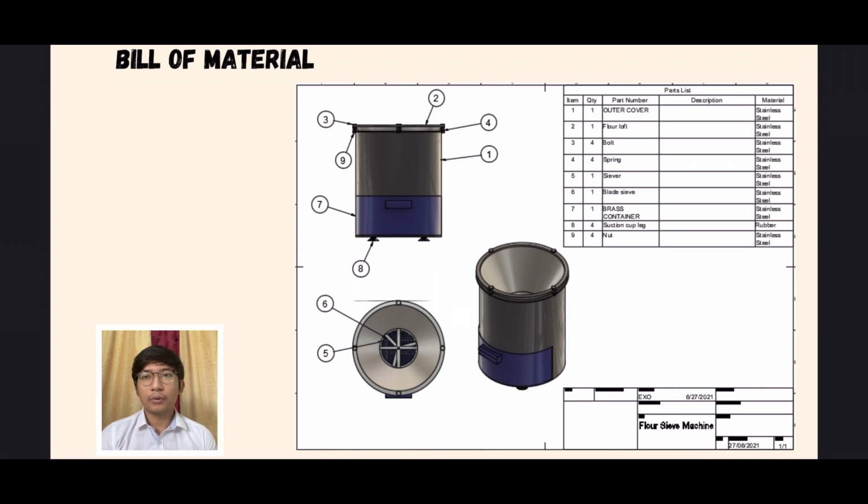Moreover, we also have the sieve, which is an important part of the product, and also the plate. After that, the flour will be transferred to the brass container. Lastly, we also have a suction cup leg, which helps to make sure our product is in a stationary state and absorbs the unwanted vibration.